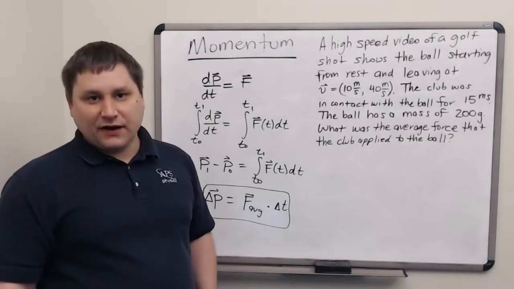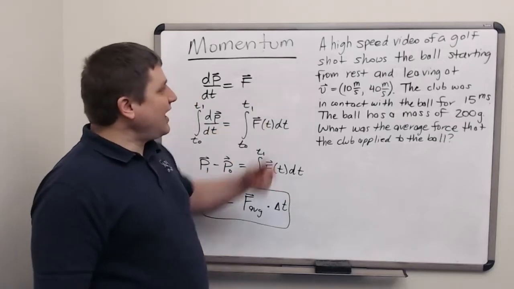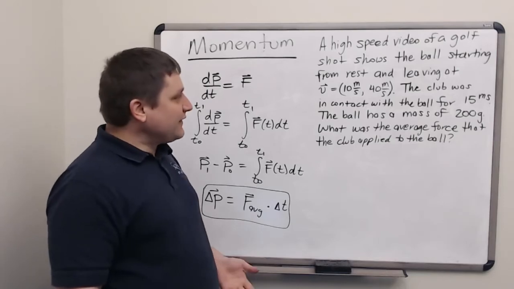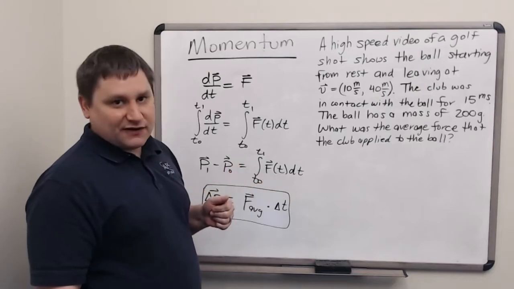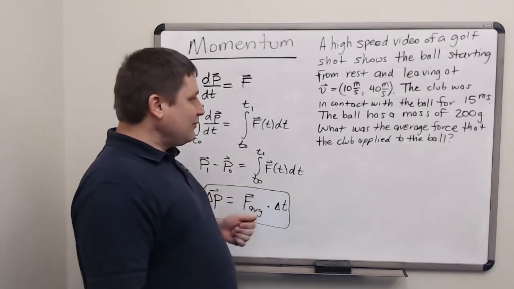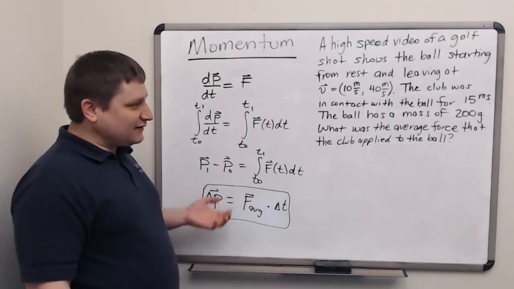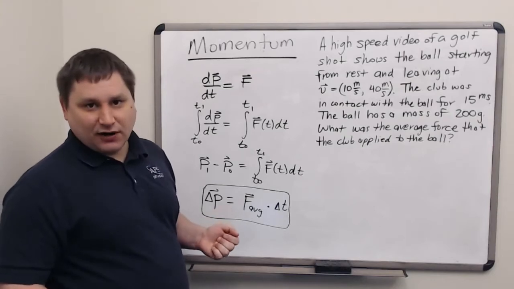For an example of how this equation would be used, let's do the following problem. A high-speed video of a golf shot shows the ball starting from rest and leaving at a velocity vector of 10 meters per second in x, 40 meters per second in y. The club was in contact with the ball for 15 milliseconds. The ball has a mass of 200 grams. What was the average force that the club applied to the ball?